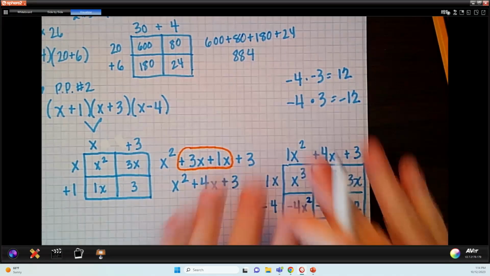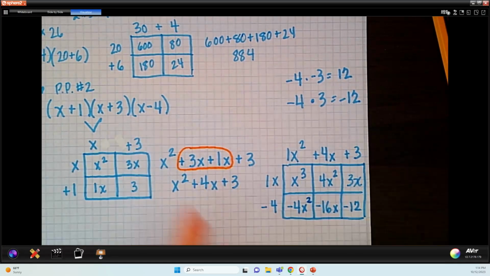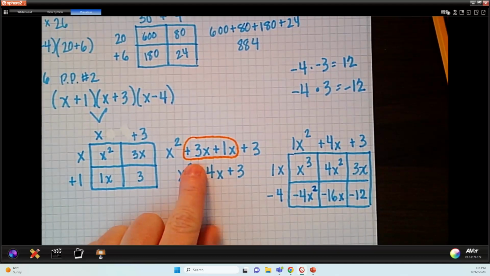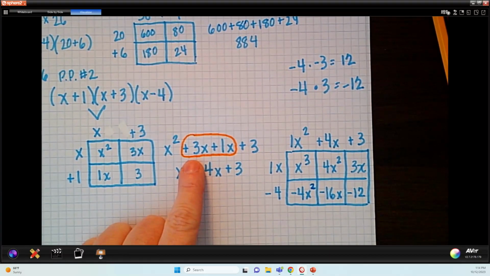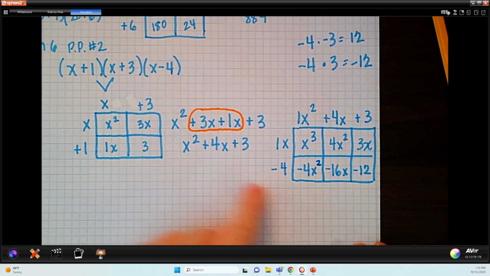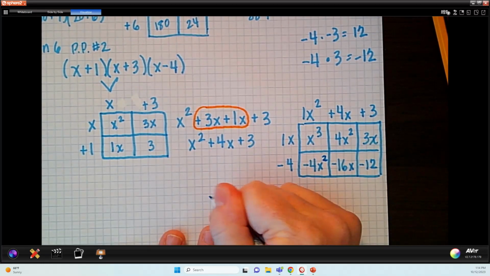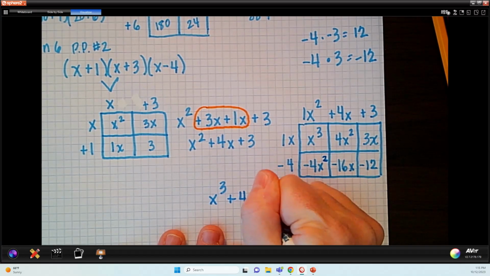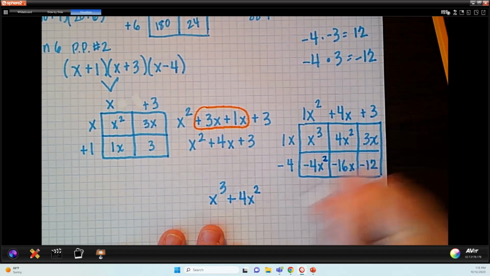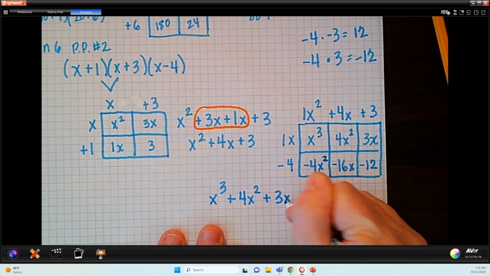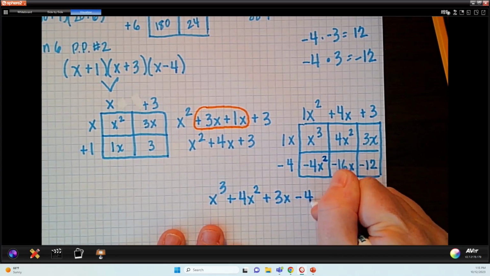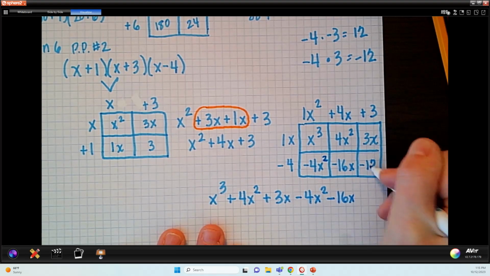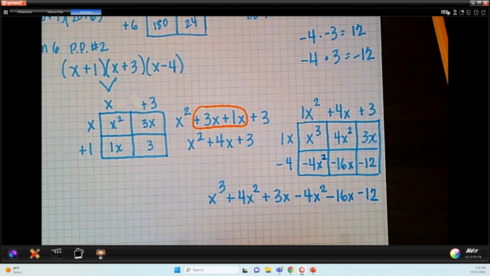Okay. Now I have a mess here. I have to organize. Just like I did back in elementary school, I'm going to list everything out, just like I did here, and I'm going to look for where I can combine like terms. So give yourself plenty of room. I have an x to the third. I have a 4x squared. I have a 3x. I have a negative 4x squared, a negative 16x, and a negative 12. All right, big old mess.